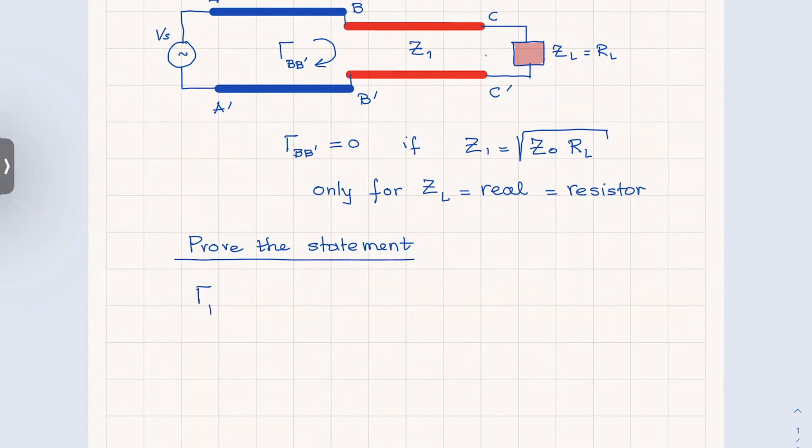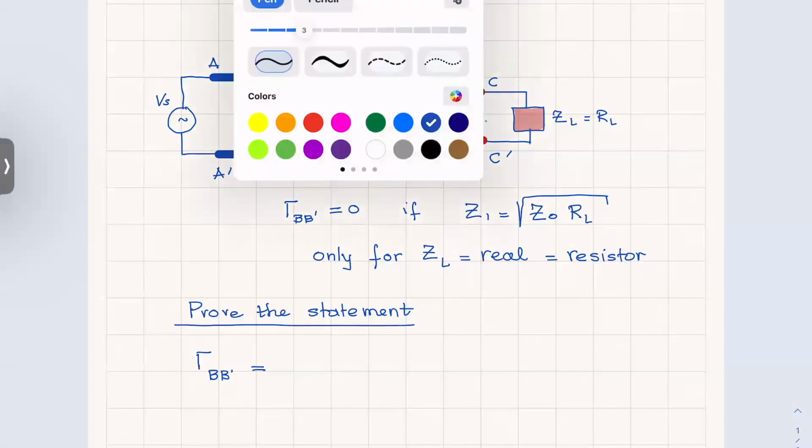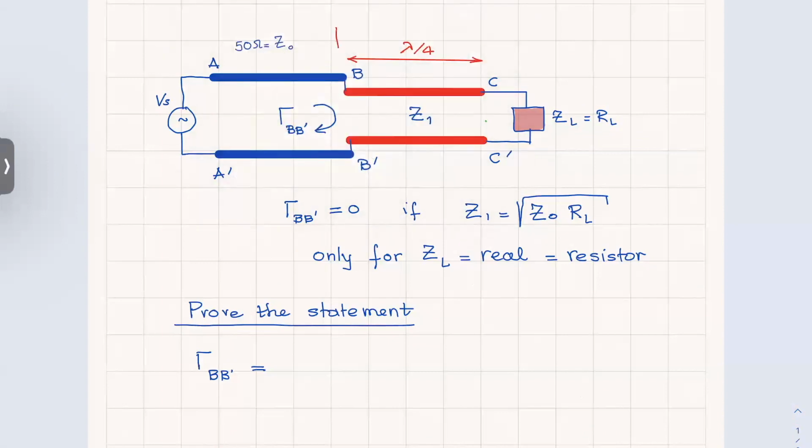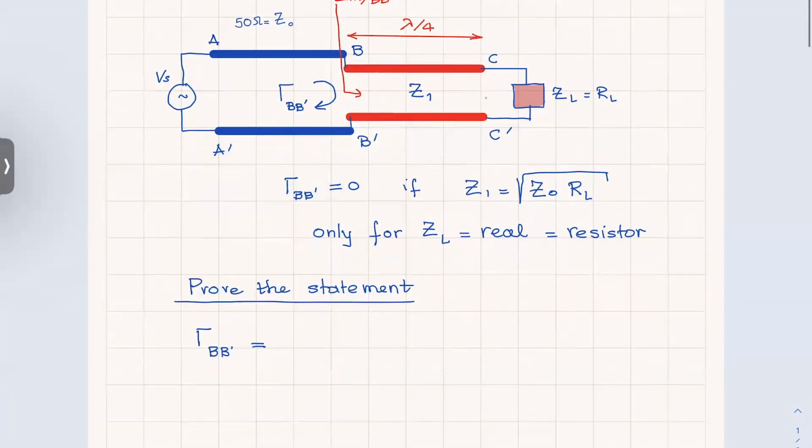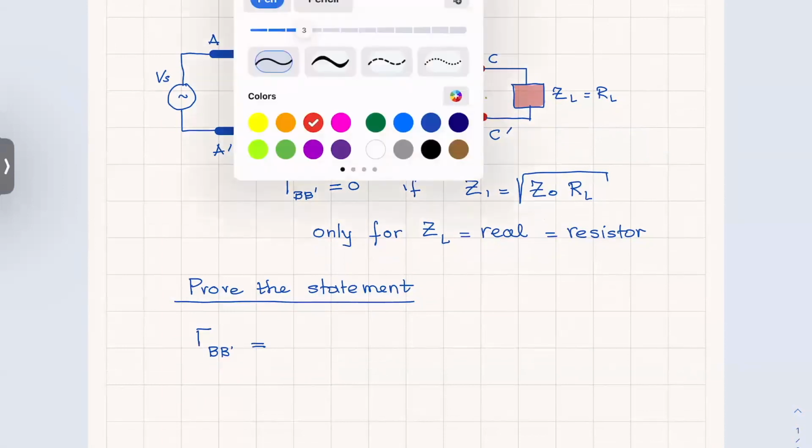So gamma B prime. If I were to find that, I would have to know what the input impedance is as we look towards the load at BB prime. Do you agree with that? So I will have to know this one here, Z input at BB prime. Do you agree?